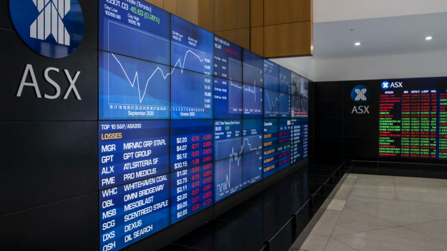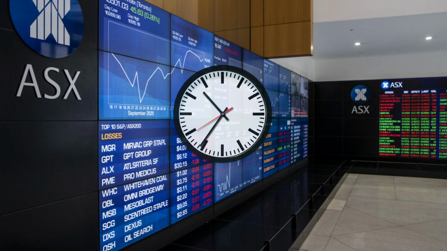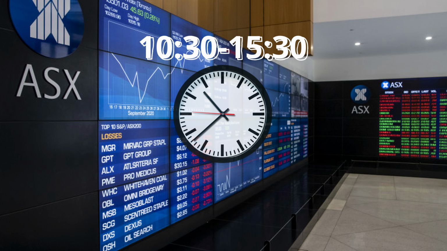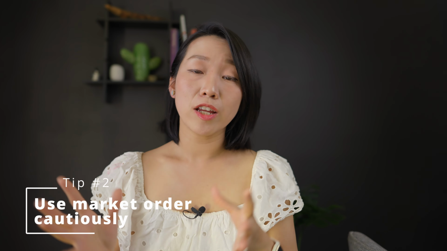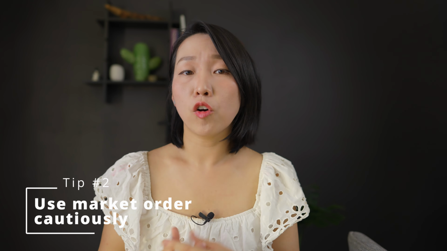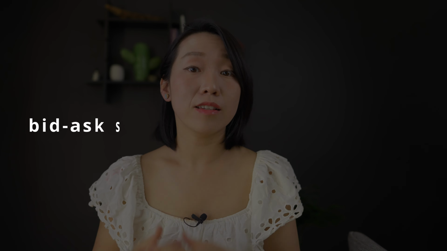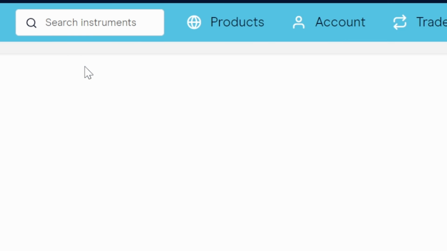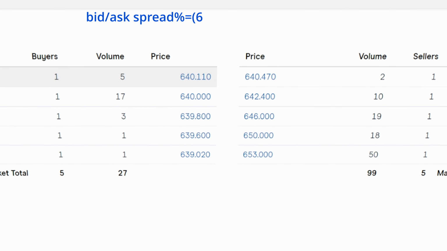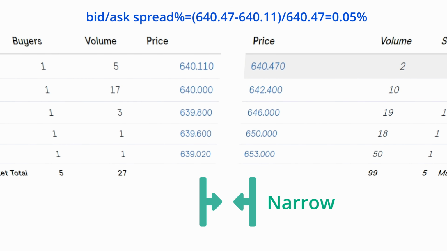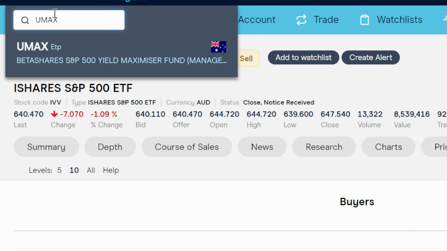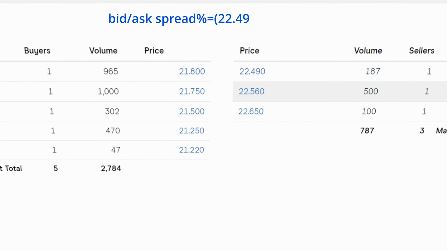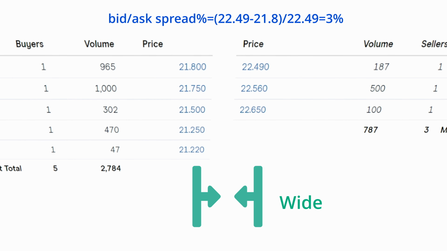So the rule of thumb is to avoid trading in the first and the last 30 minutes of trading. So in Australia, restrict your trading time between 10:30 to 3:30. Okay. Tip number 2, use market orders cautiously. When we accept a market order, we're willing to accept the bid and ask spread, which can widen significantly when the ETF becomes less liquid. A highly liquid ETF has a narrower bid and ask spread and a smaller discrepancy between its NAV and the intraday price. Placing a limit order with a reasonable price limit can help us remove the possibility of the unexpected buy or sell price that we may end up getting.